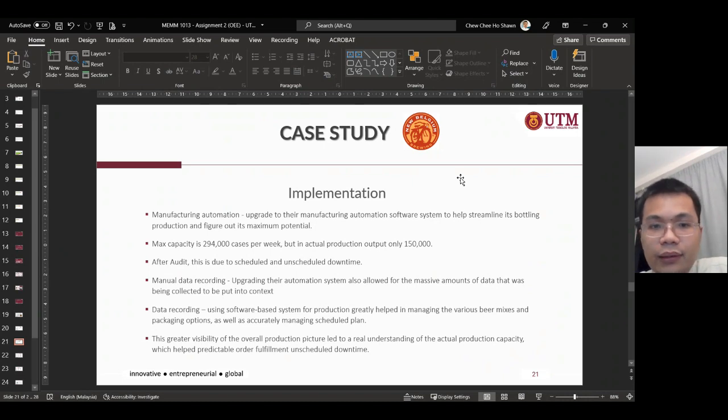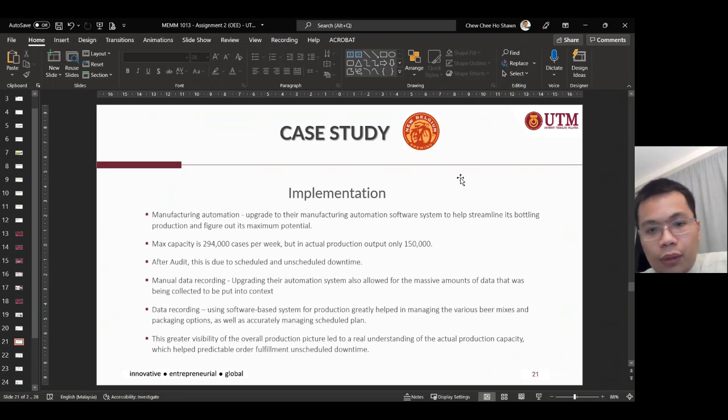The maximum capacity is 294,000 cases per week. But when it comes to actual production, they only reached 150,000. After the audit, they found this was due to scheduled and unscheduled downtime, which cut the actual production from the maximum potential output.